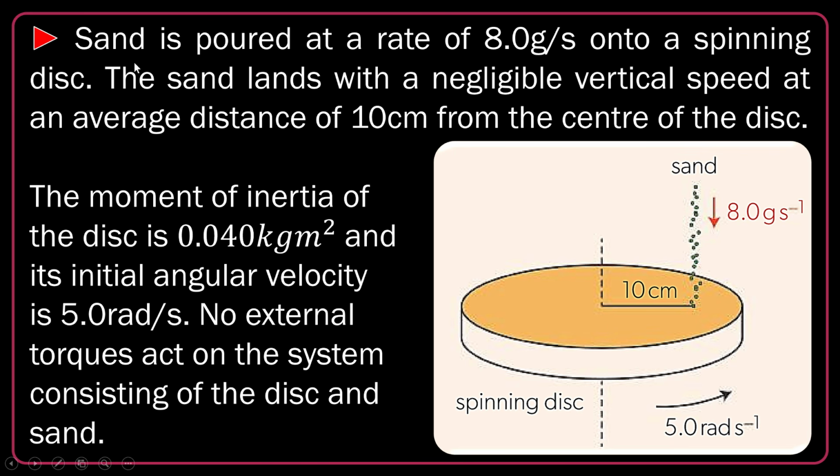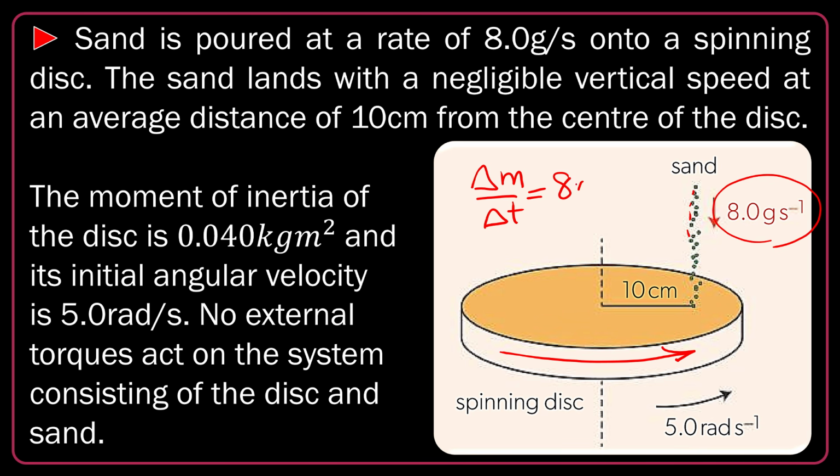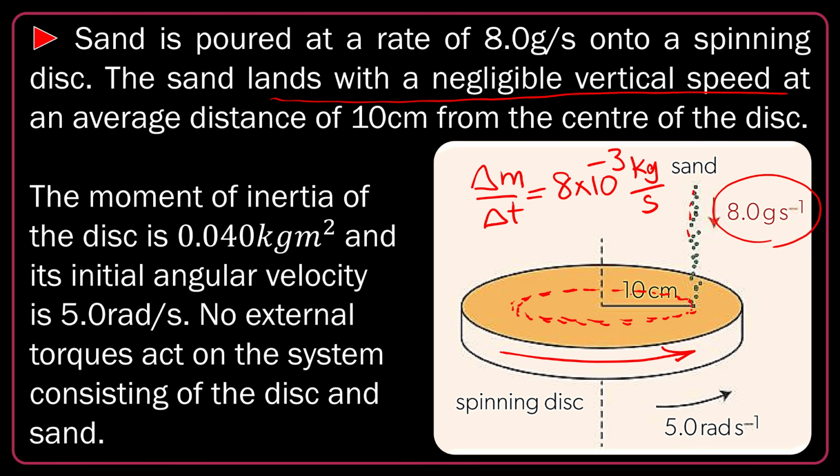Now we have an example. Sand is poured at a rate of 8 grams per second onto a spinning disk. Here I have a spinning disk, and sand is poured at a constant rate, 8 grams per second. So delta M over delta T, the rate of change of mass, is 8 times 10 to the negative 3 kilogram per second. This is in SI. The sand lands with a negligible vertical speed at an average distance of 10 centimeters from the center of the disk. So after a while, the sand will make a ring pattern on top of the disk, okay?